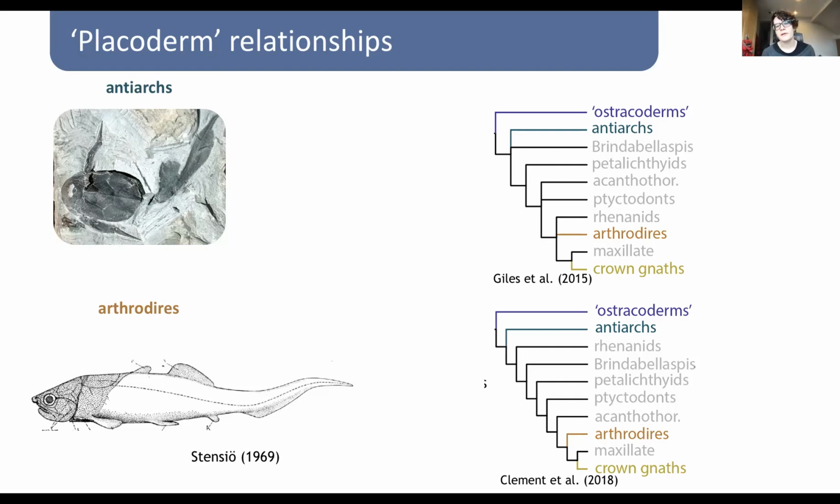But as the closest fossil relatives to living jawed fishes, these placoderms chart the acquisition of major anatomical features like the jaws and the teeth and skeletal tissue. So without properly understanding their anatomy and their phylogenetic and evolutionary relationships, it's very difficult to understand how key features evolved.